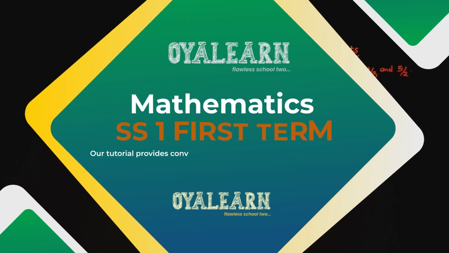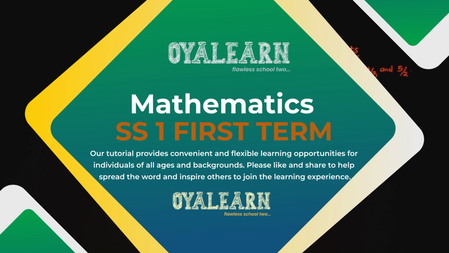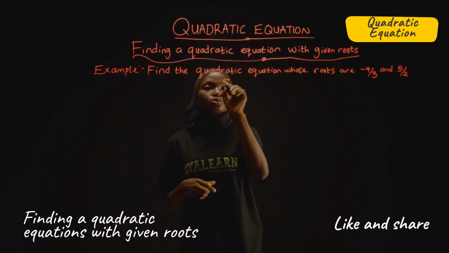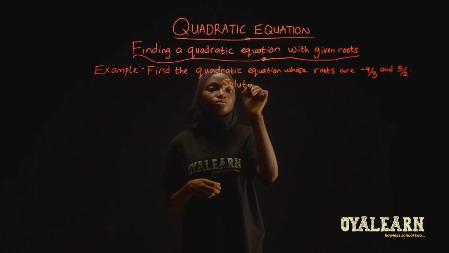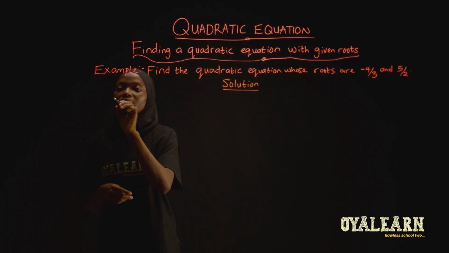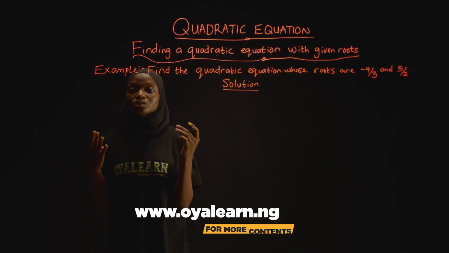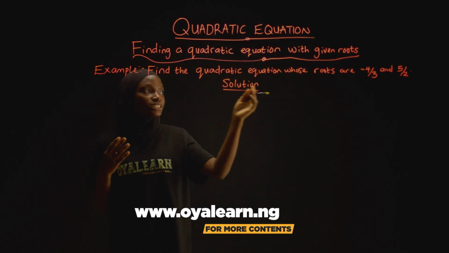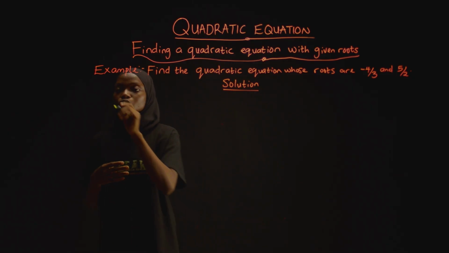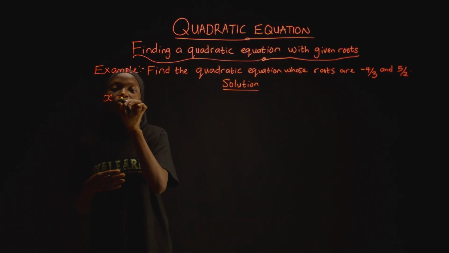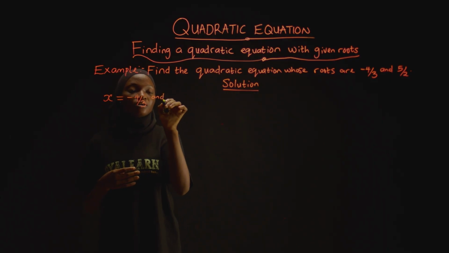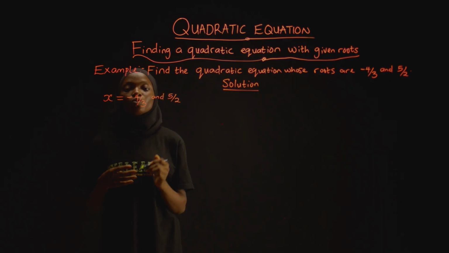Example: find the quadratic equation whose roots are -4/3 and 5/2. Solution. To do this, let's write it out first. Let's say the values of x are those that are given as -4/3 and 5/2. So we say x equals -4/3 and 5/2, and this is like a working back process.